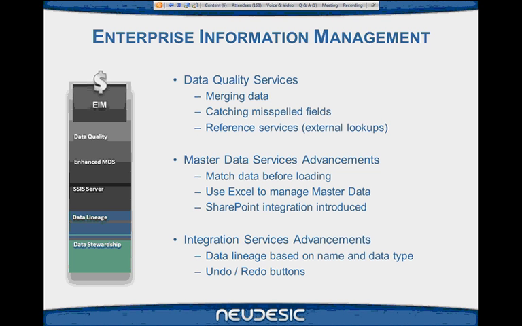Also, you have integration services advancements. There's been a lot in environment changes, in other shared data connections. You also have some data lineage that's based on name and data type instead of lineage IDs. And then a lot of people have been happy to see that there's actually an undo redo button in the integration services development area now.